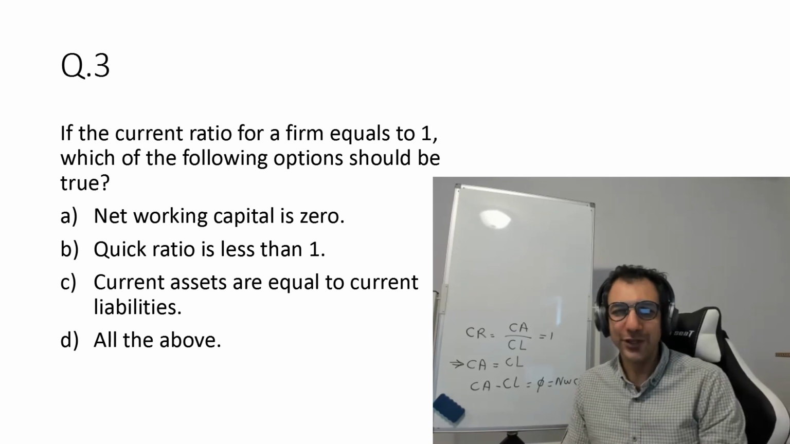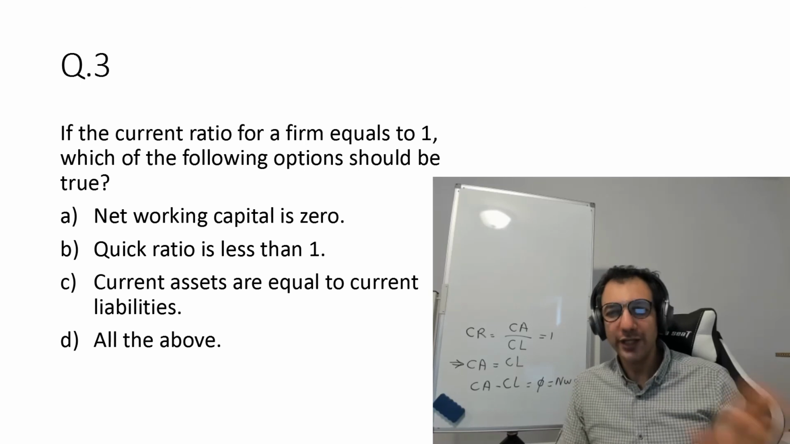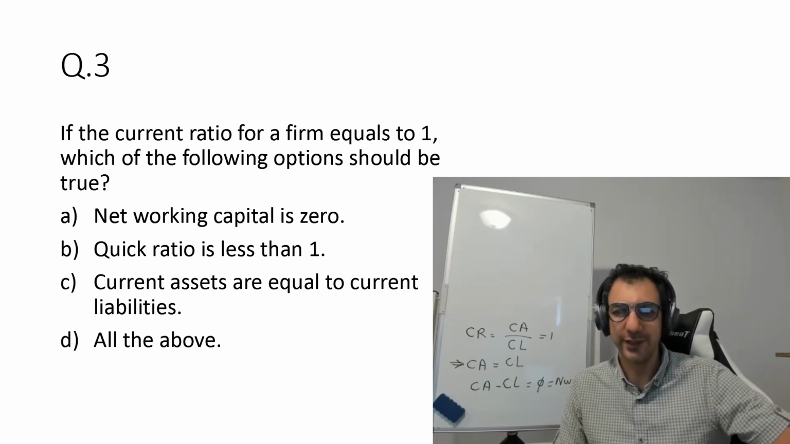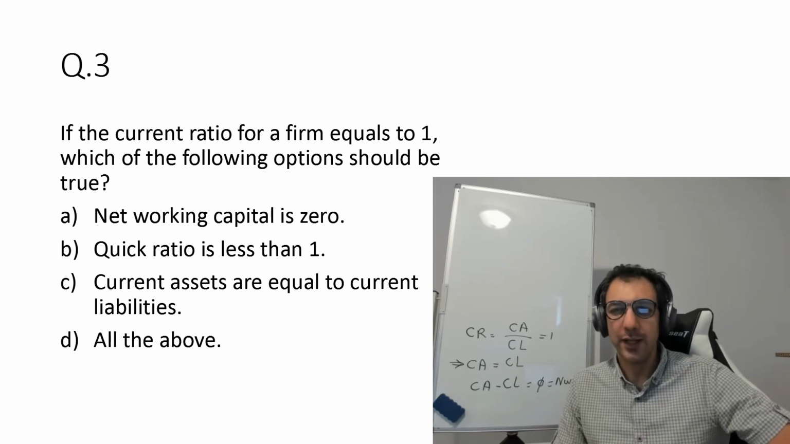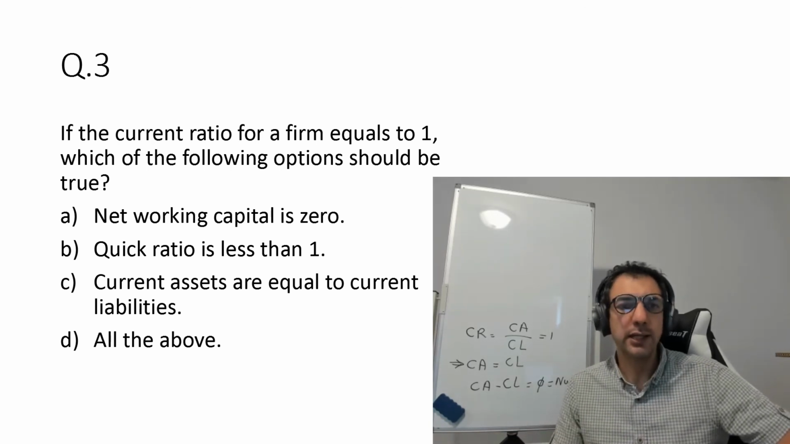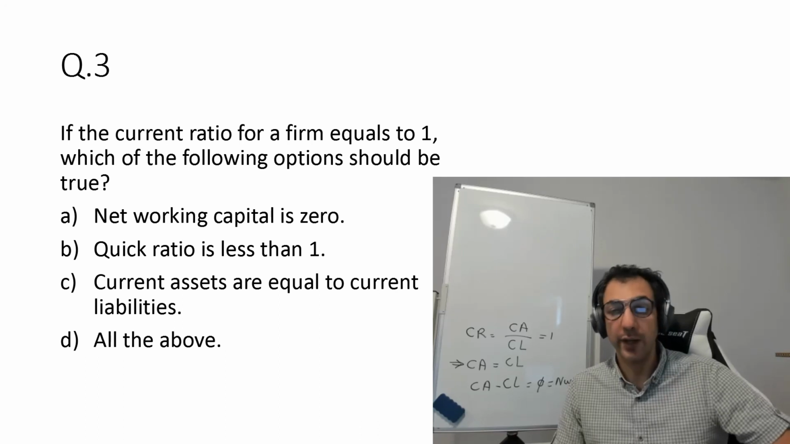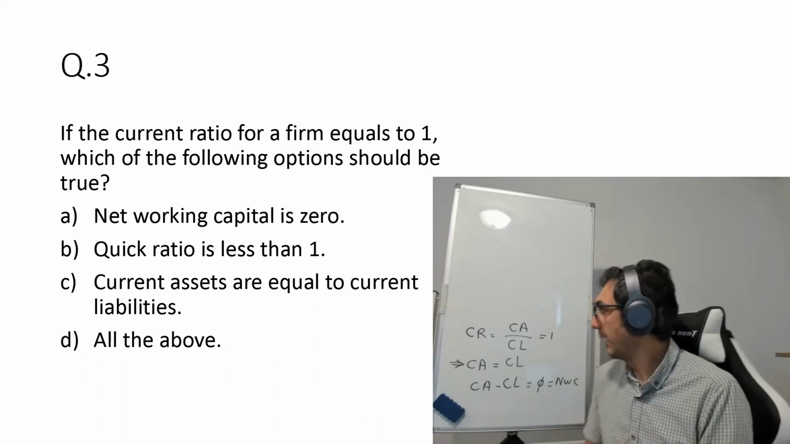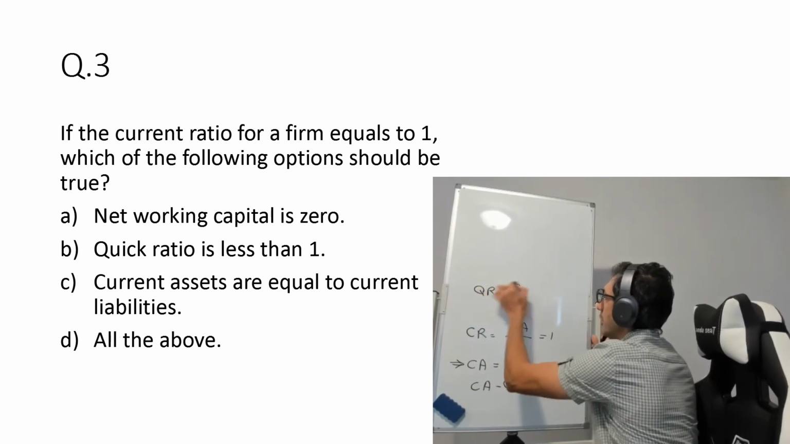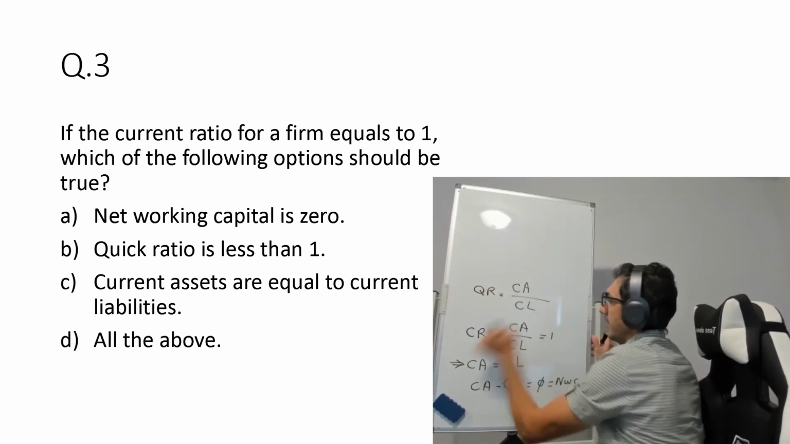Maybe you stop here and say, oh, A is correct, and that's the answer. Be careful. When it comes to multiple choice questions, make sure that you read all the given options, because in some cases, more than one option may be correct. Now let's go on and look at the other options. B, quick ratio is less than 1. We talked about the quick ratio, and we learned that the quick ratio is very similar to the current ratio.